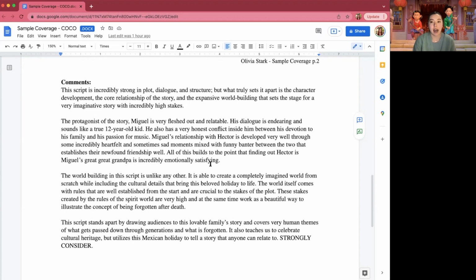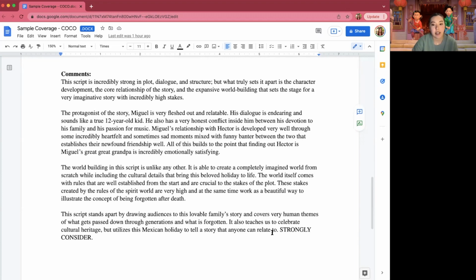And usually at the very end of your comments, you can write in all caps your suggestion, like you should pass on this. I recommend this, consider this, it was okay, stuff like that. It usually goes pass, consider, recommend, strongly recommend, or strongly consider. I don't remember the exact vocabulary, but if they have specific preferences, they will let you know that.